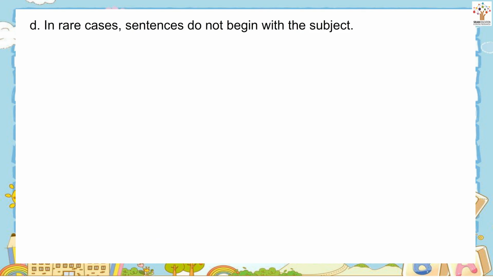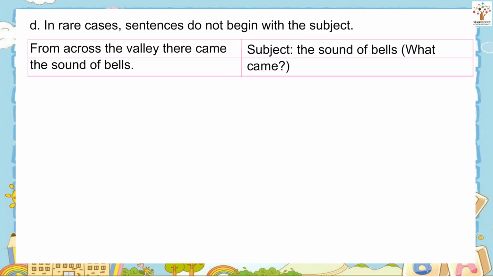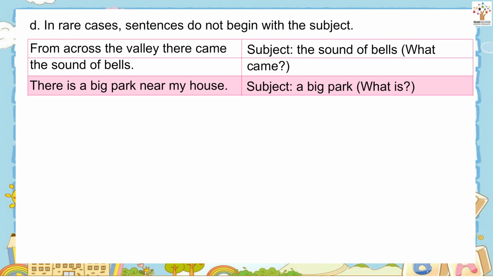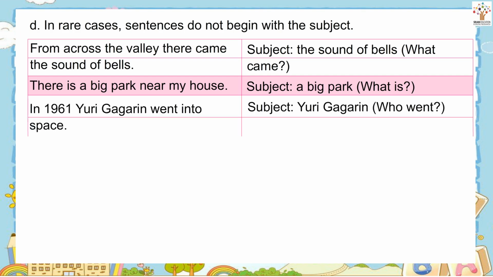In rare cases, sentences do not begin with the subject. From across the valley there came the sound of bells. Subject: the sound of bells. What came? There is a big park near my house. Subject: a big park. What is? In 1961, Yuri Gagarin went into space. Subject: Yuri Gagarin. Who went?